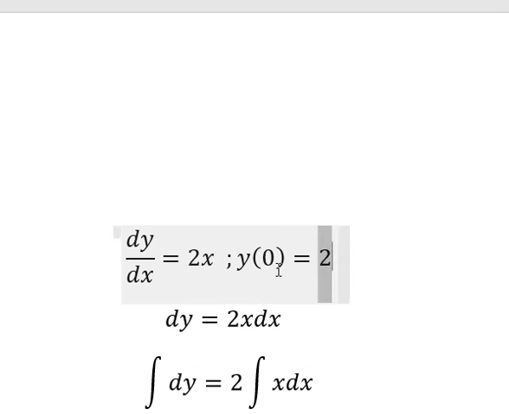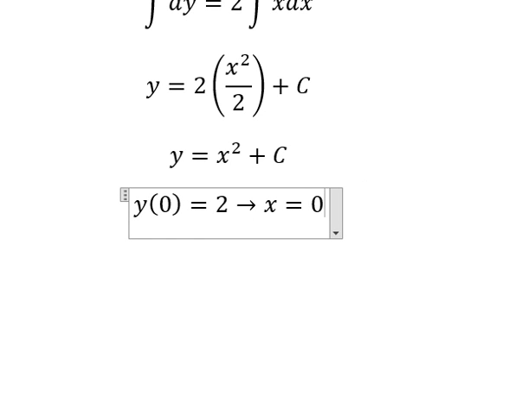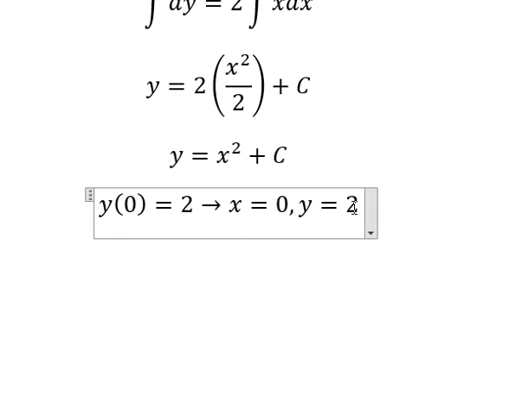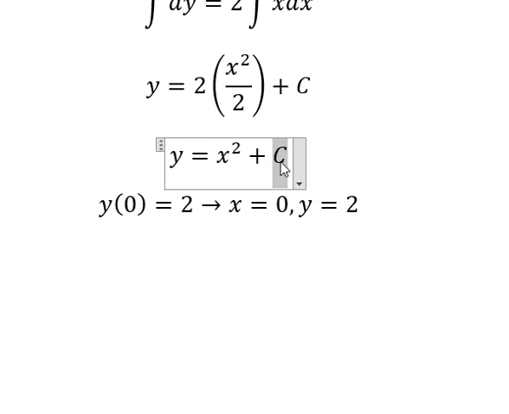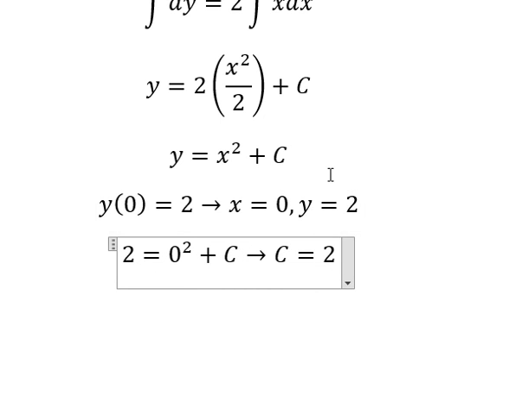Now we have the conditions in here. So this one we have s equal to 0, y equal to 2. So I will put 2 and 0 on here to find the value of c. So s equals 0 and y equals 2. So in this situation, c equals 2.